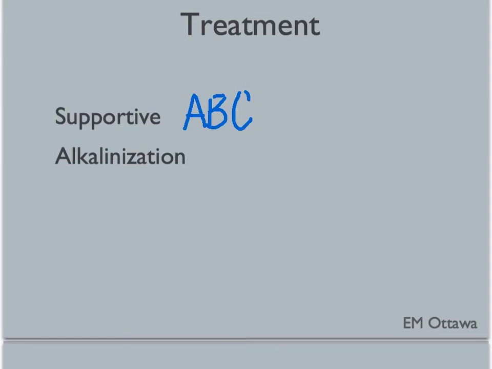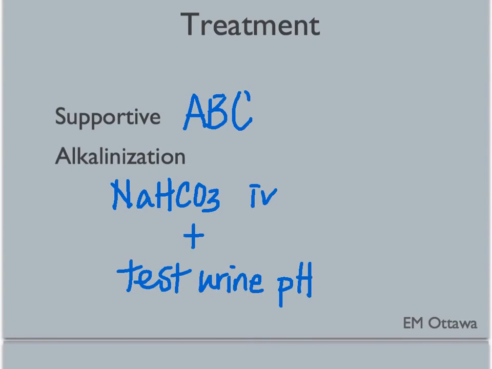How do we do that? We do that by alkalinizing the blood. We use sodium bicarbonate to alkalinize the serum and therefore the urine. We give sodium bicarb intravenously. Then we test the pH of the urine. We then titrate how much bicarb we're giving through the IV by checking the pH, which has to be more than 7.5. This method is known as urine alkalinization.